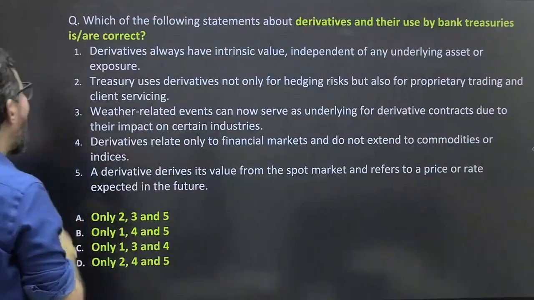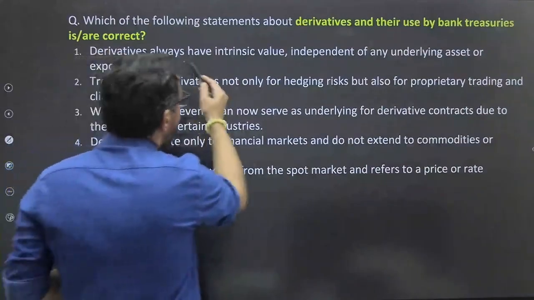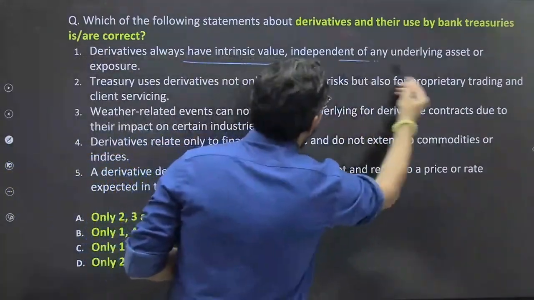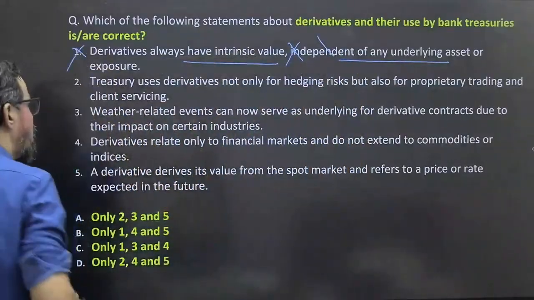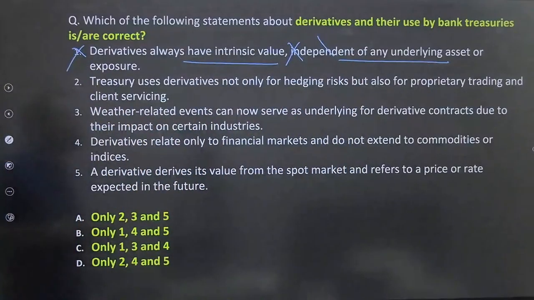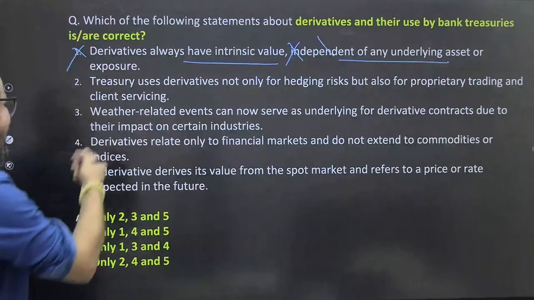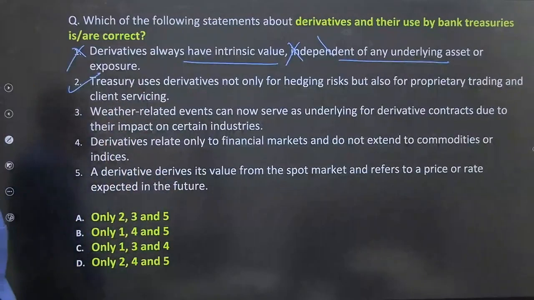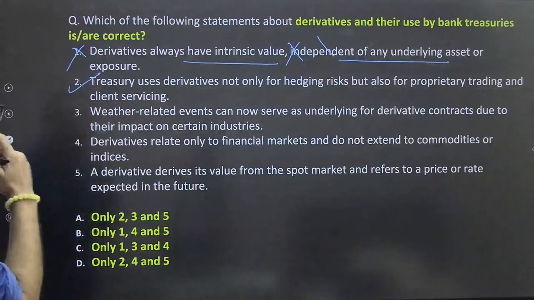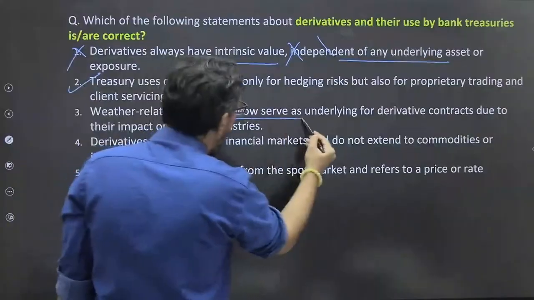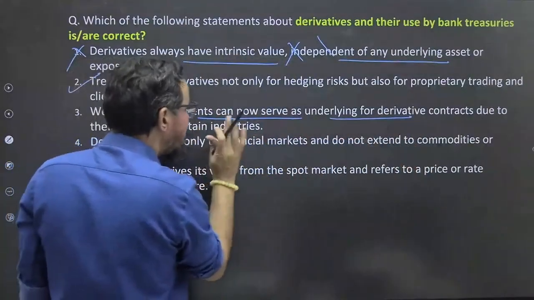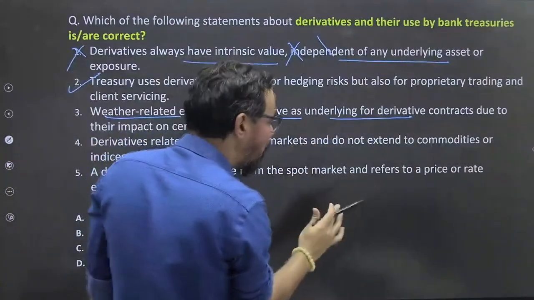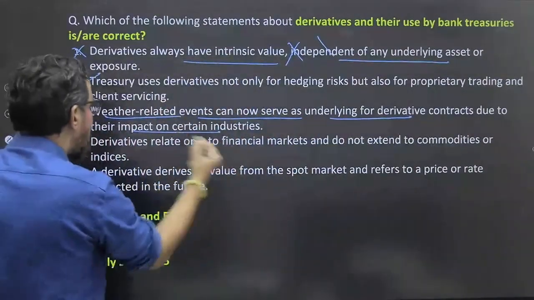Derivatives always have intrinsic value independent of any underlying asset. No, it is dependent on an underlying asset. The first one is wrong. Treasury uses derivatives not only for hedging risk but also for proprietary trading and client services. This we have talked about recently, 100% true. Weather related events can now serve as underlying for derivative contracts due to their impact on certain industries.